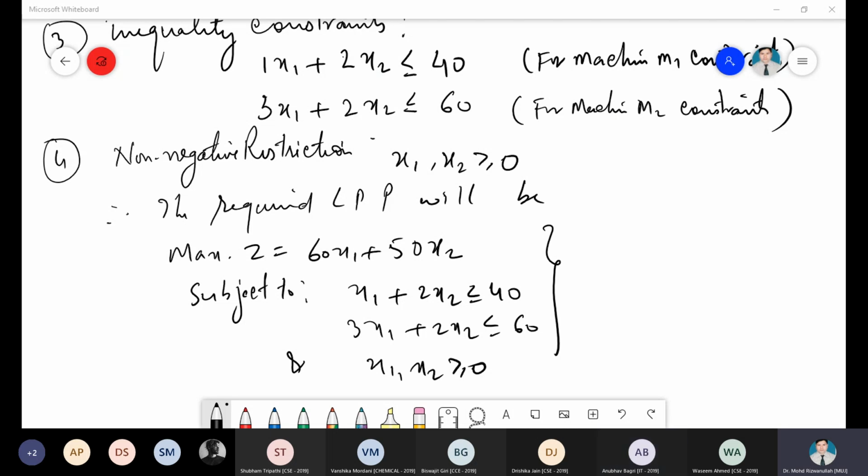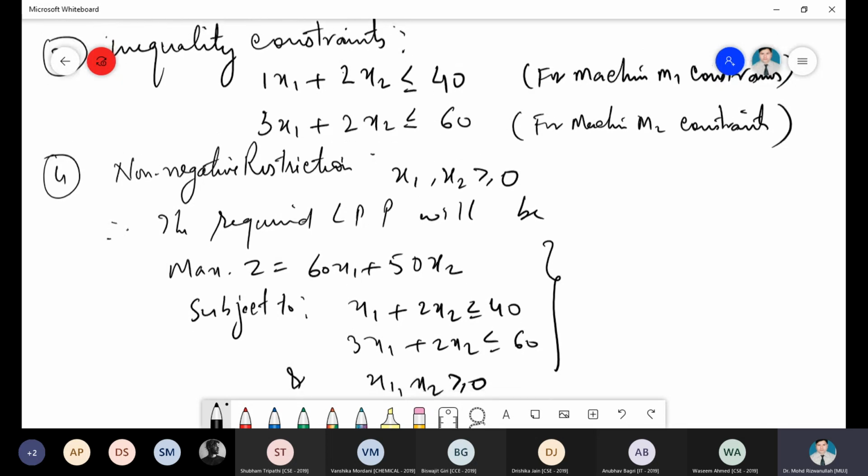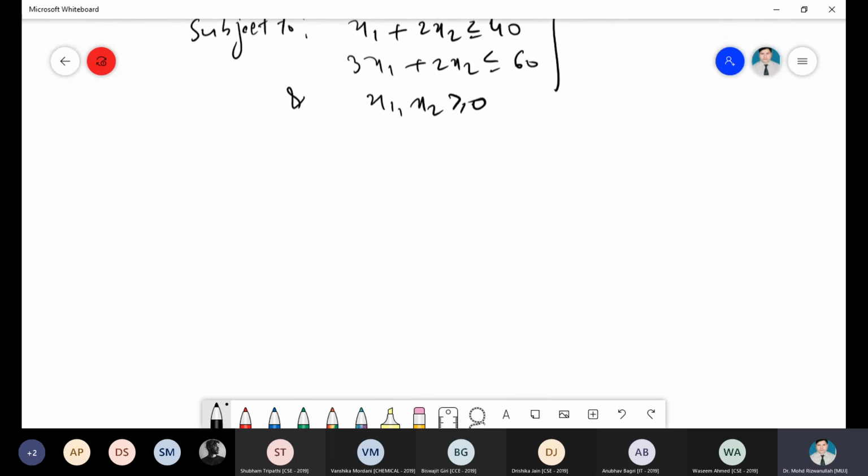Fine. Very good. So it's a very simple one, that you can formulate the given problem as LPP in the mathematical form. So I'm just going to write another question, and then you have to formulate it. You try to write in your copy first. First, you have to decide what will be your decision variables.